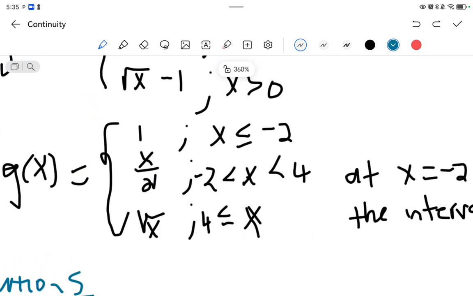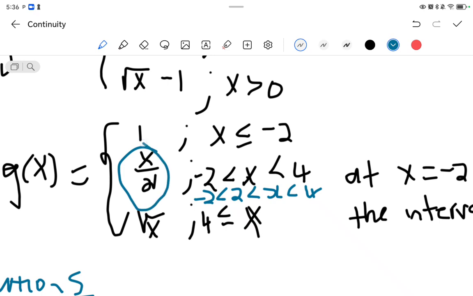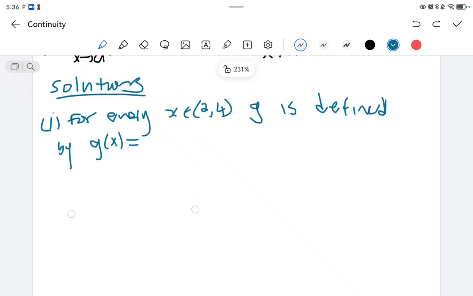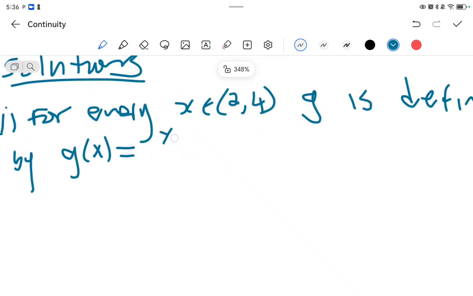2 to 4, 2 lies within here. We've learned from the formal definition that we are allowed to do something like this, right? 2 lies within this interval, so it is defined by x over 2. Since 2 lies within that interval, we can go up and say that this is defined by x over 2. So we can use this to check whether g is continuous in the open interval.